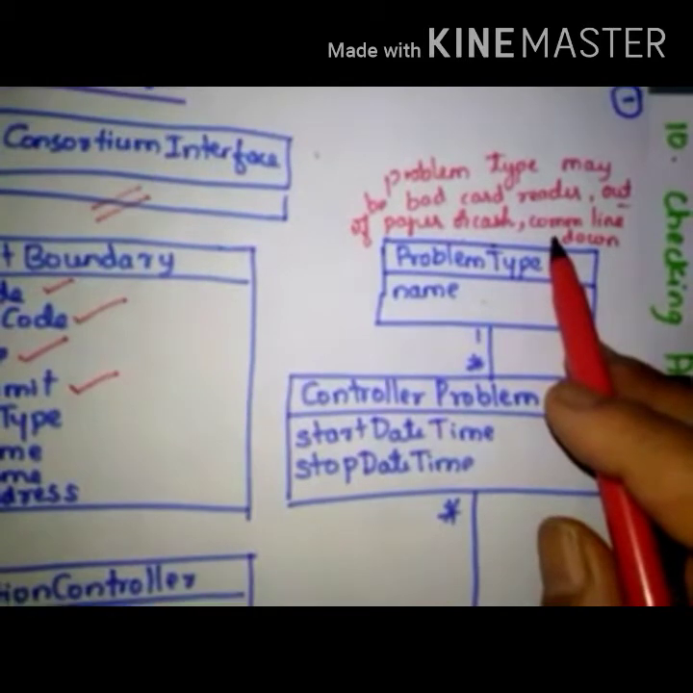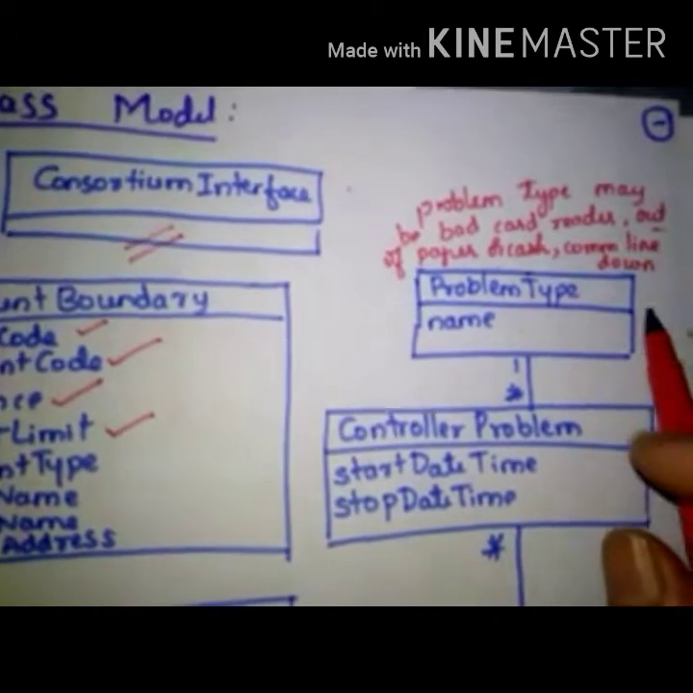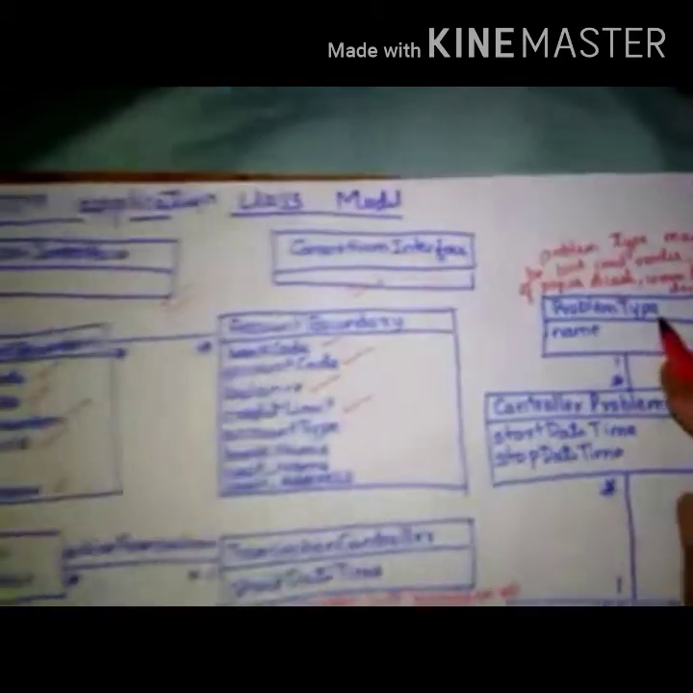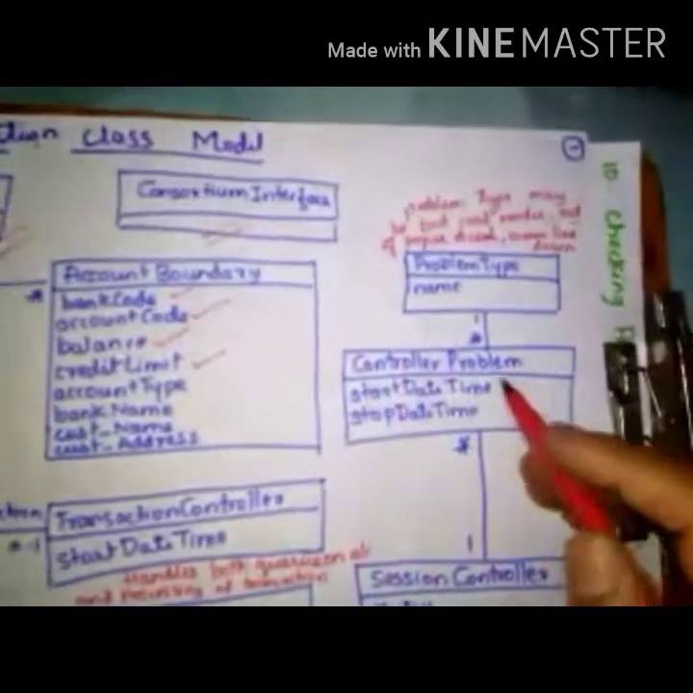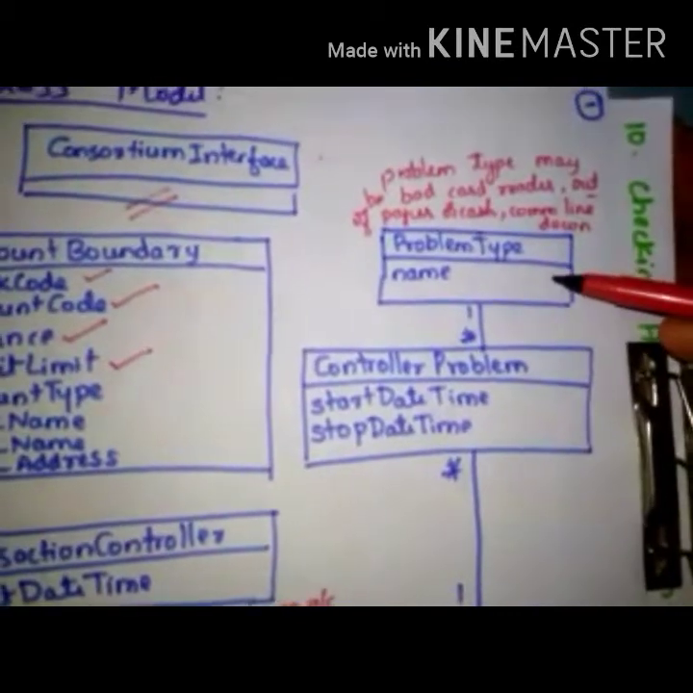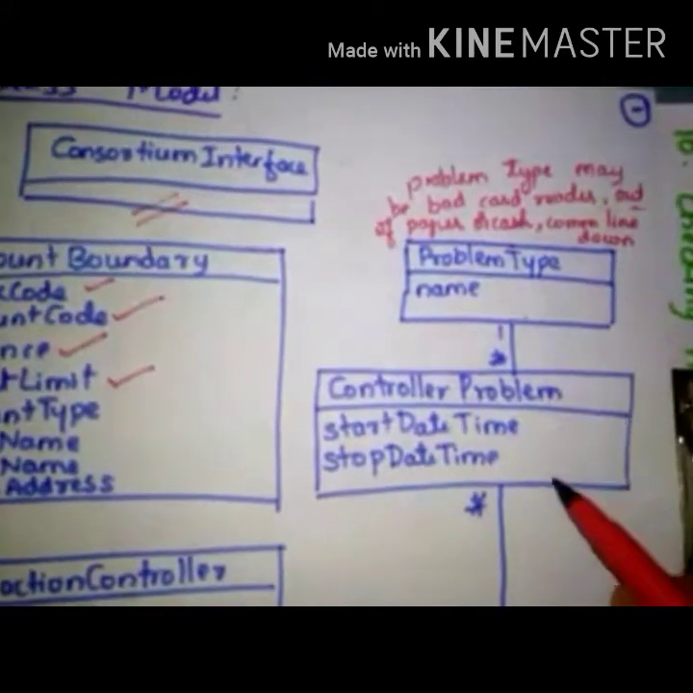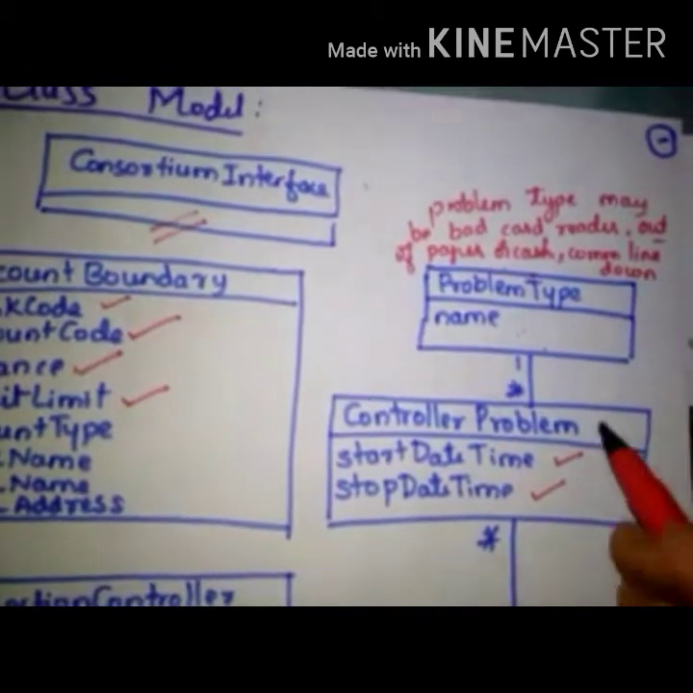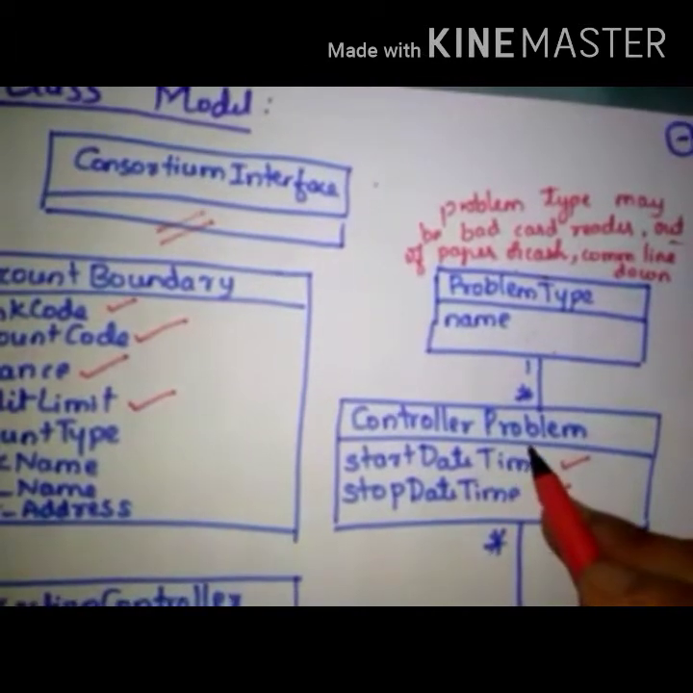Similarly, sometimes you might have seen the ATM machine may be out of service when the communication line is down. Now, there are different problem types that will be encountered when a particular cash card boundary is interacting with the account boundary. Now, we need a controller who is capable of handling different problems. When a particular problem happens, it will have its own start date time and stop date time. Okay, one problem can have n number of controllers to react to it, right?